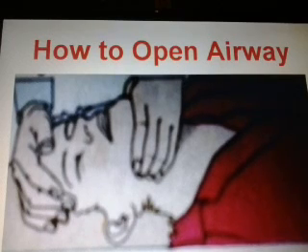Number 3, hyperextend the neck by placing one hand under the neck and the other hand on the forehead to tilt the head back. Lift the chin forward. That pulls the tongue forward and opens the airway.